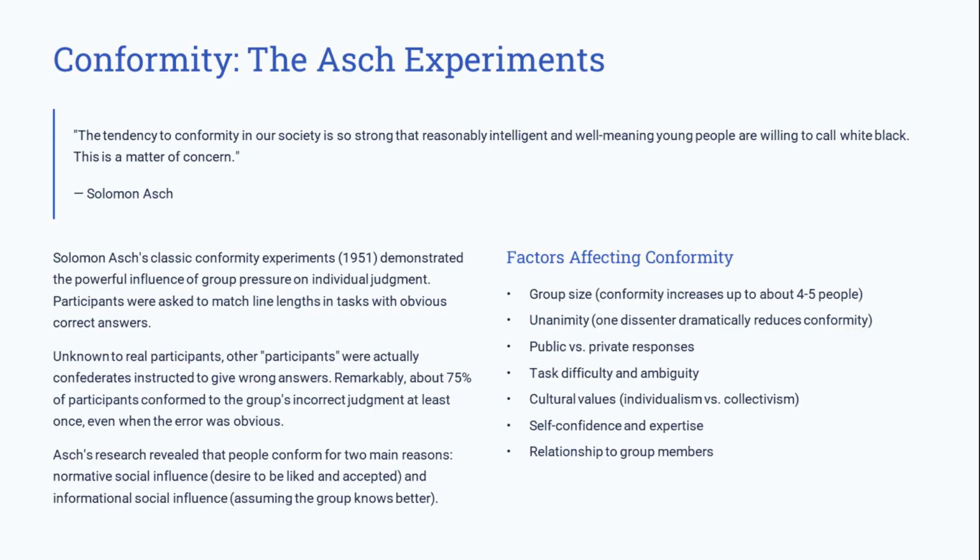Solomon Asch's conformity experiments demonstrated the powerful influence of group pressure on individual judgment. Participants conformed to incorrect answers due to group influence, revealing factors like group size, unanimity, and task difficulty affecting conformity. These experiments highlight the impact of social pressure on decision-making and behavior.